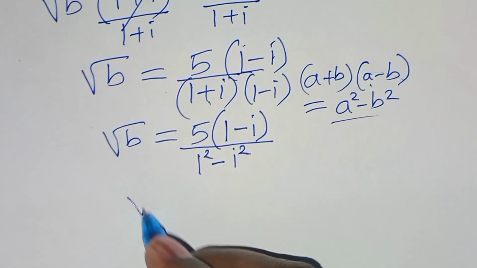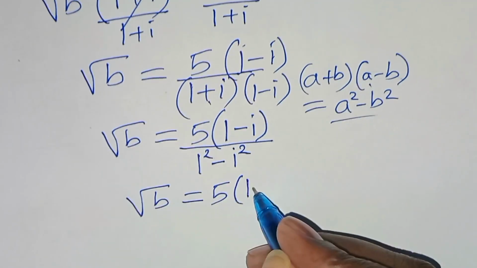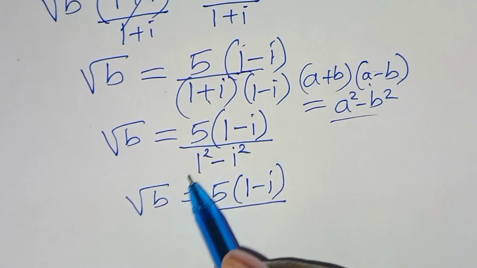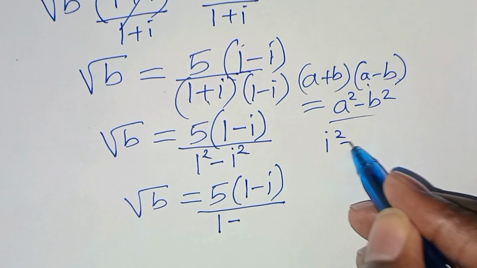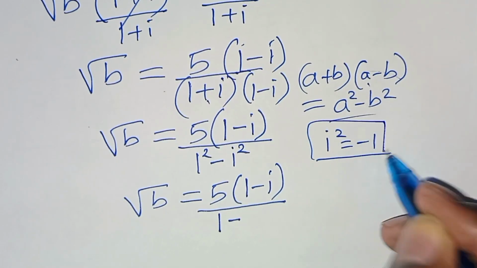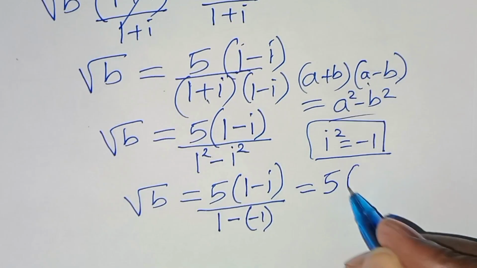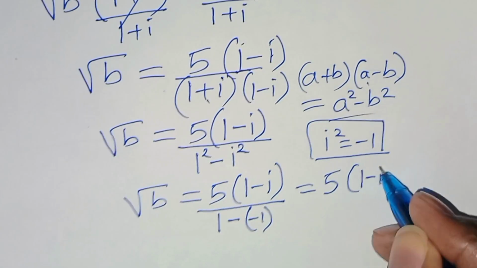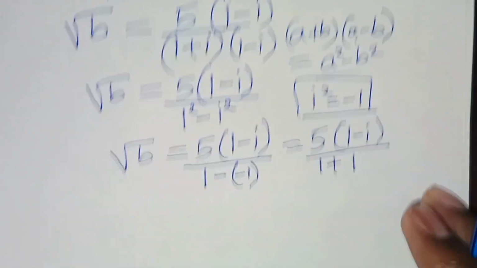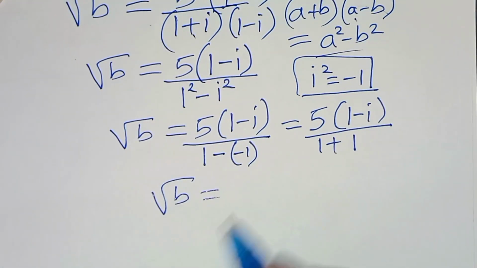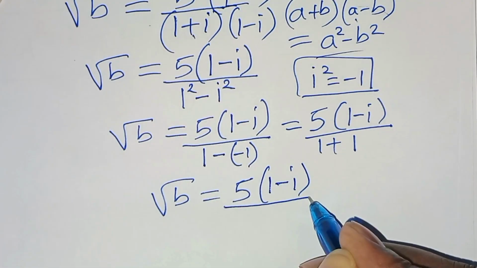Applying this property, this is the same as 1 squared subtract i squared. Now we have the square root of b equal to 5 into the parentheses 1 minus i, divided by 1 squared, which is 1, subtract i squared. Remember, i squared is equal to negative 1. So here it is minus negative 1, and this is equal to 5 into the bracket 1 minus i divided by 1 plus 1. So we have the square root of b equal to 5 multiplied by 1 subtract i, divided by 2.